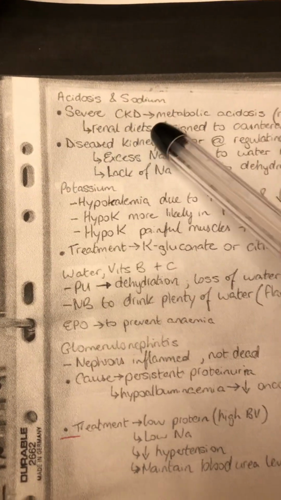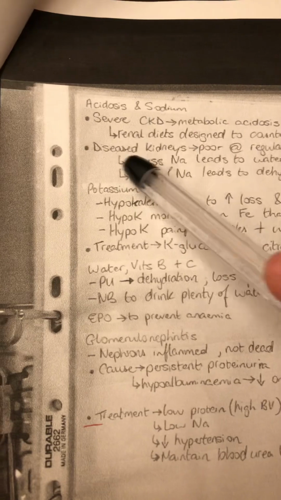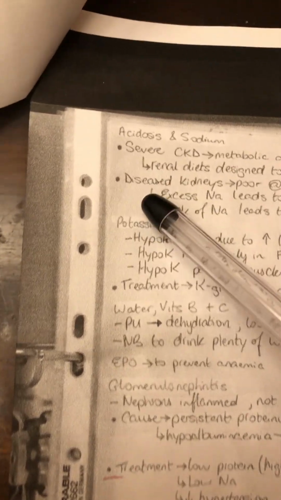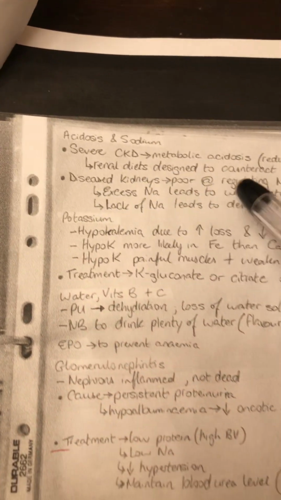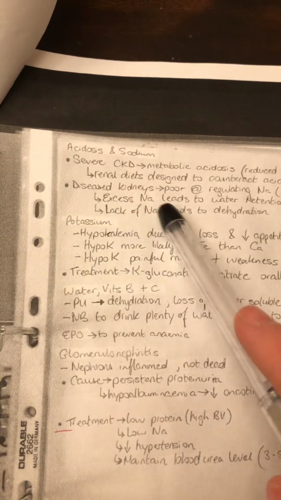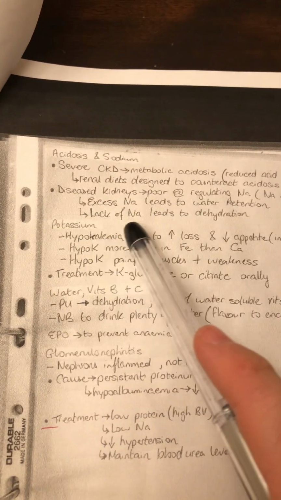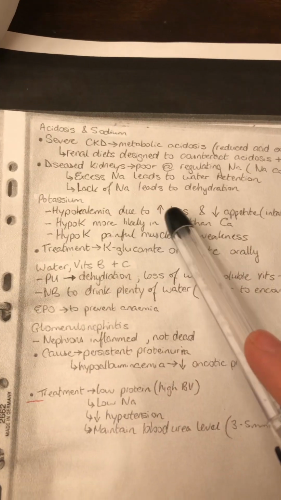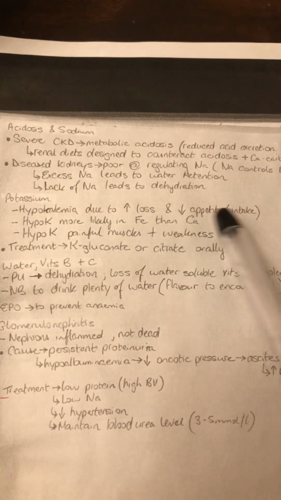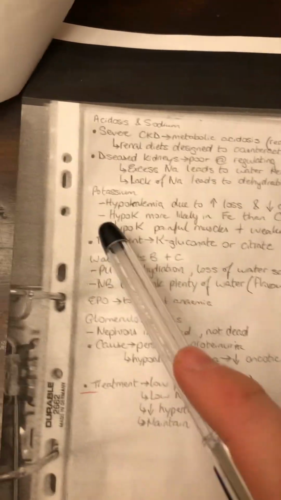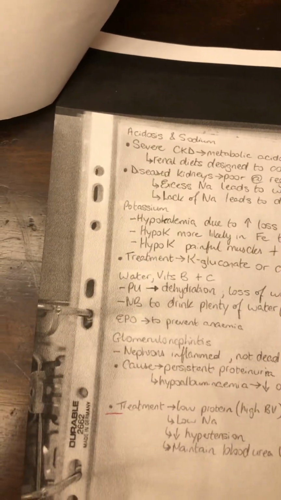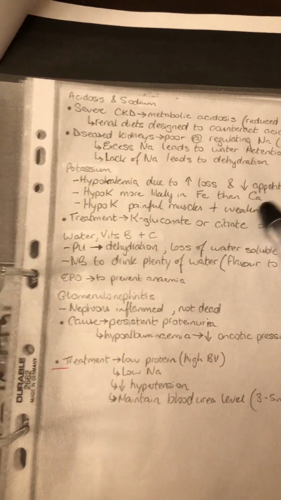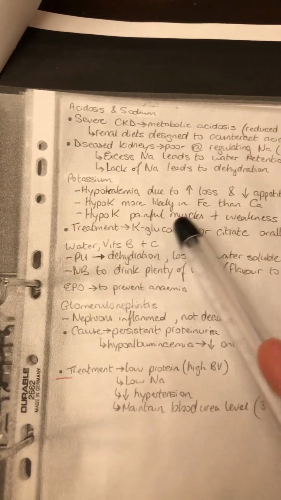So, acidosis and sodium. Severe CKD leads to metabolic acidosis, and then you can have diseased kidneys that are poor at regulating sodium, and excess sodium leads to water retention, and lack of sodium leads to dehydration. Potassium. Hypokalemia is due to increased loss and a decreased appetite, and hypokalemia is more common in felines than in dogs, and hypokalemia causes muscle pain and weakness.